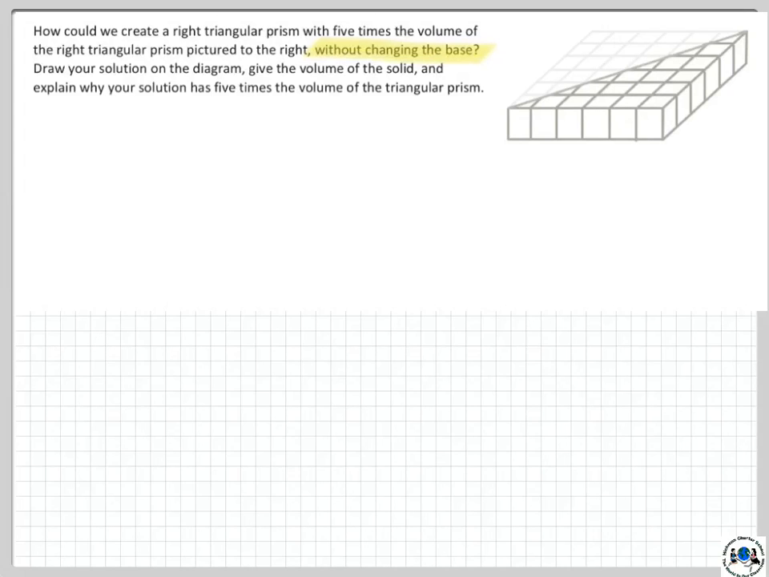This is not too easy to do, I have to tell you, and I would highly recommend maybe using some grid paper if you're going to work with this. And if you're not interested in drawing at all, don't worry about drawing a perfect picture. But if you draw the solution on the diagram, give the volume of the solid, and explain why your solution has 5 times the volume of the original triangular prism, this one right here. So go ahead and give that a whirl and come on back.